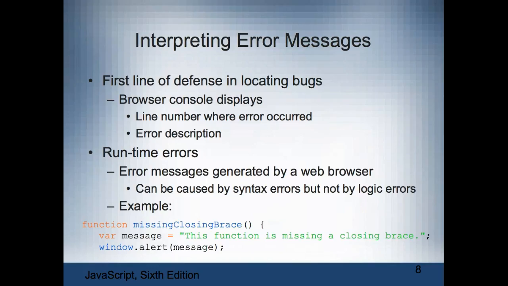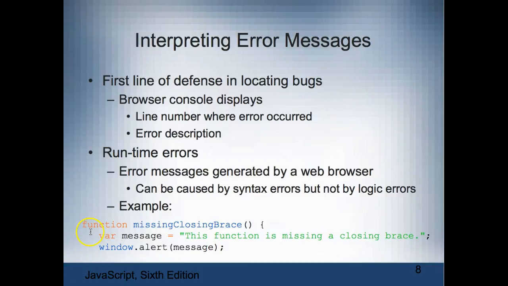Interpreting error messages is the first line of defense in locating bugs. The error messages are displayed in the browser console, where you'll see a description of the line number where the error occurred, and the description of the error. For runtime errors, the error messages are generated by a web browser, and these can be caused by syntax errors, but not by logic errors, because our web browsers aren't smart enough to know when we've accidentally programmed a logic error.